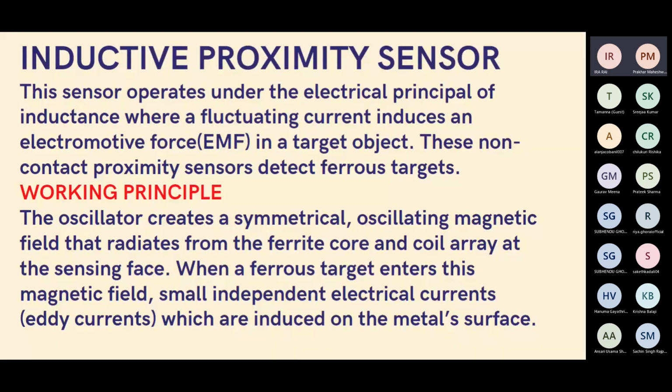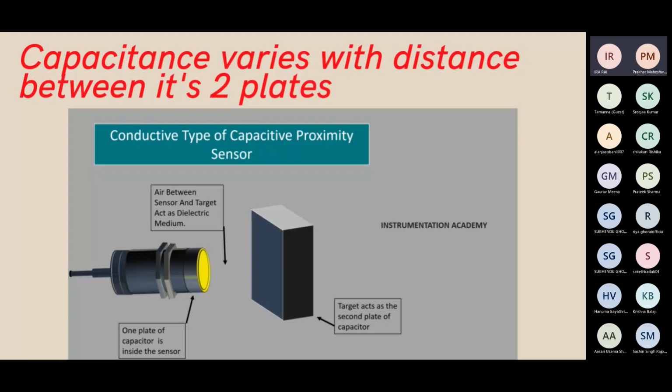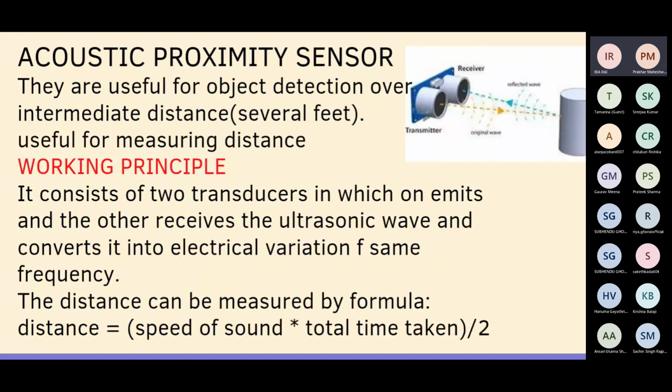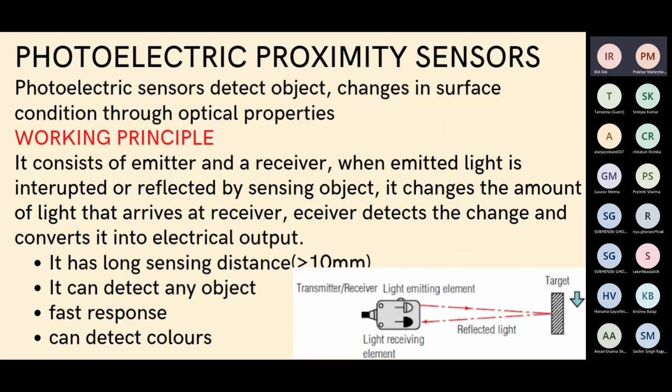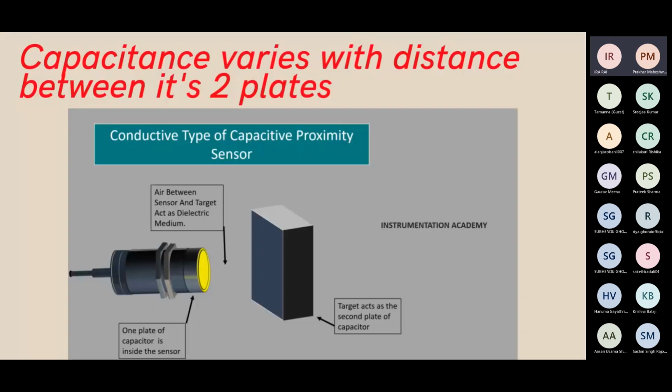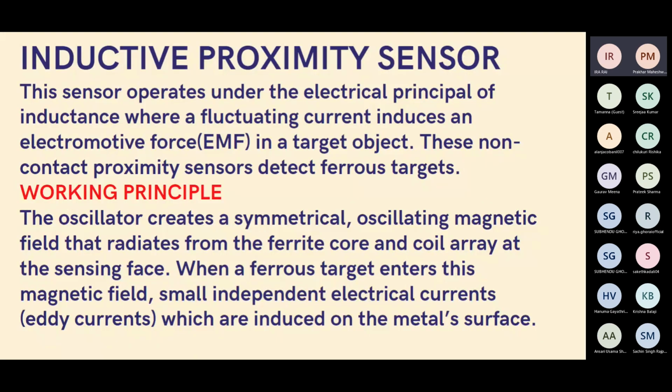So now, I hope it's clear till now. We discussed three types of sensors: capacitive, photoelectric, and acoustic. These two had basically the same principles. This one had a little different principle. I hope it's clear. So let's move on to inductive proximity sensors.